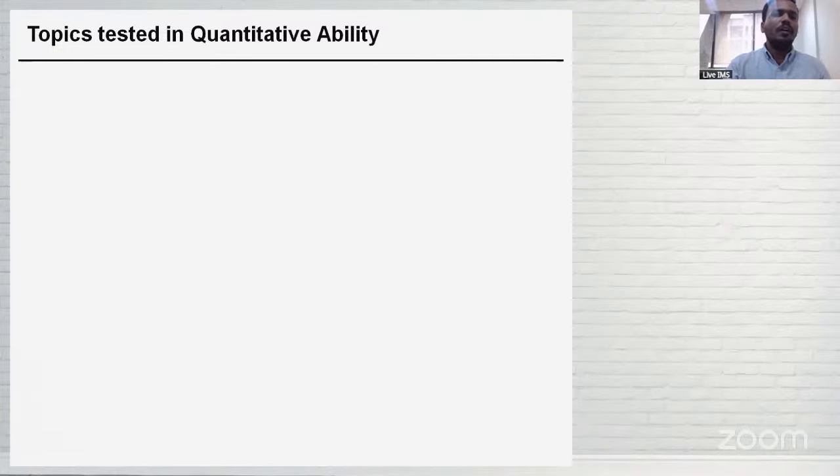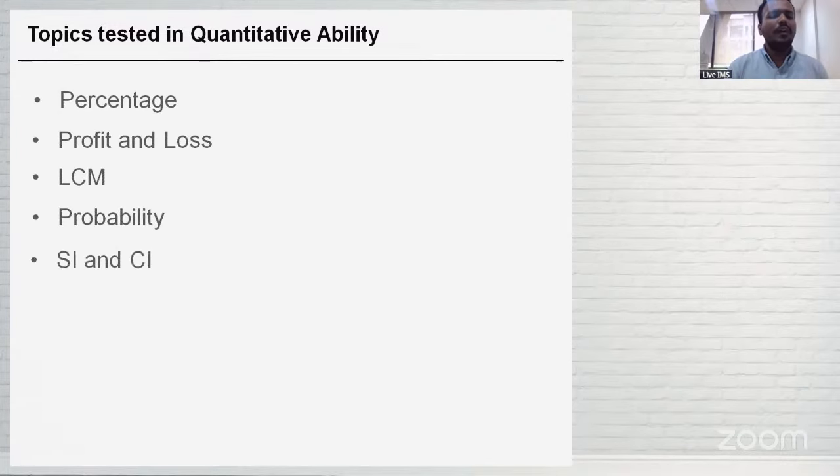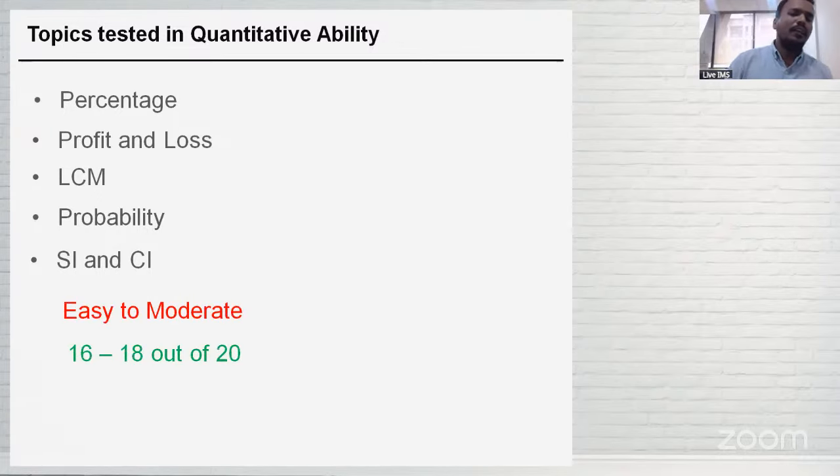Talking about the quantitative ability, a few topics that have been asked over here are percentages, profit and loss, LCM, probability, simple interest, and compound interest. Again, the level of this particular section, as usual, was easy to moderate. So 16 to 18 questions can be attempted very easily. It wasn't on the difficult side.